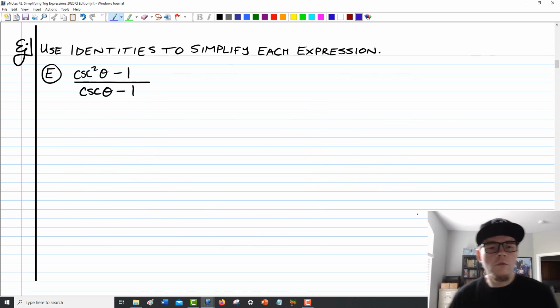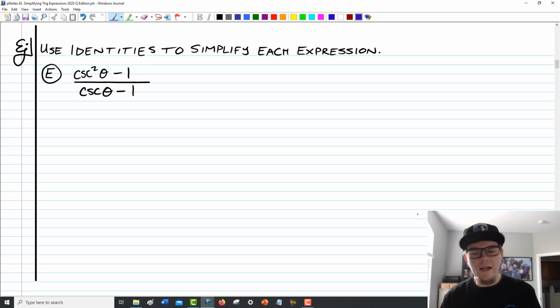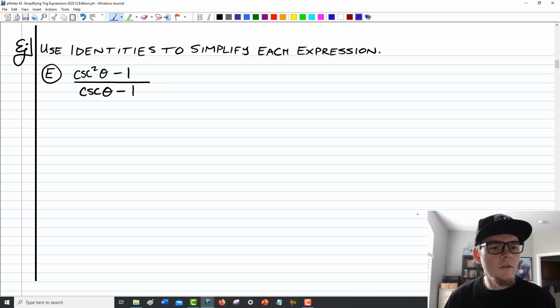That brings us to example E. I think it's the second to last one. I'm 99% sure this is the second to last one we're going to look at. And as you look at it for the first time, your mind probably, immediately upon seeing it, thinks Pythagorean identity. And I don't necessarily disagree with you. It's probably a good place to go.